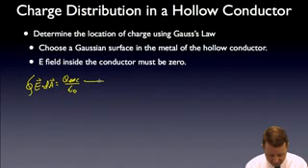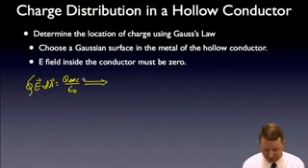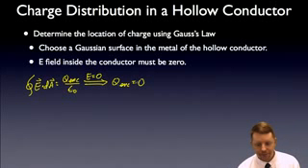However, if the electric field is zero inside the conductor, which is where we've chosen to draw our Gaussian surface, if E equals 0, then we can show that the charge enclosed must be 0. Therefore, the charge must remain on the outer surface. The entire conductor is at equipotential, and field lines must run perpendicular to the conducting surface.